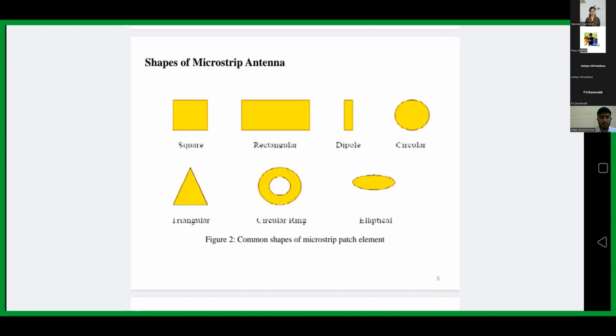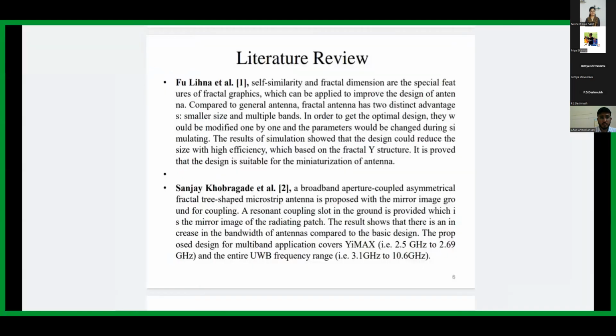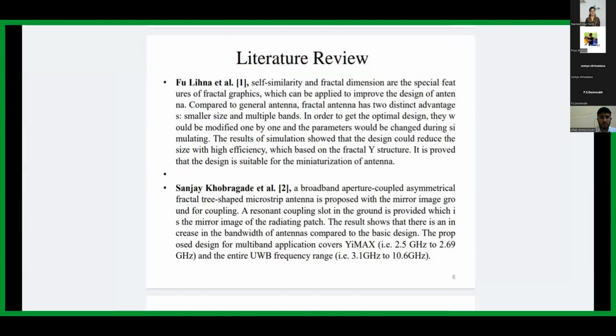Next, literature review. Self similarity and fractal dimension are the users of the fractal graphics applied.